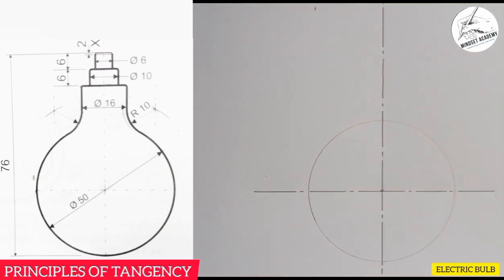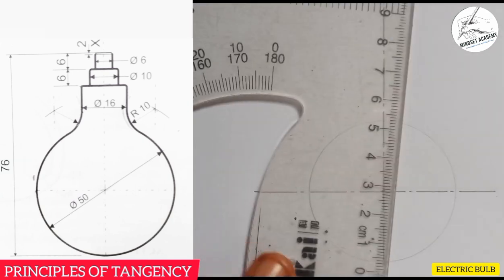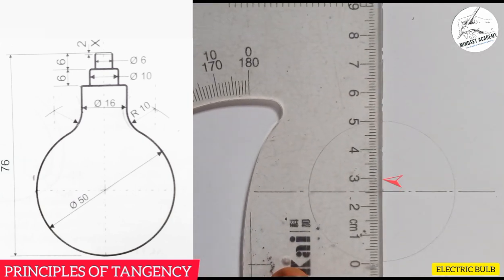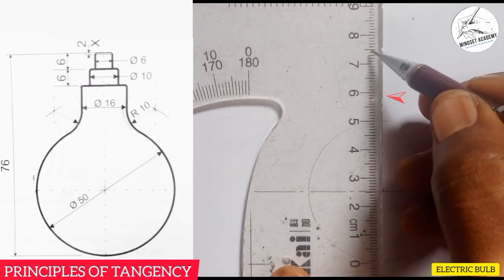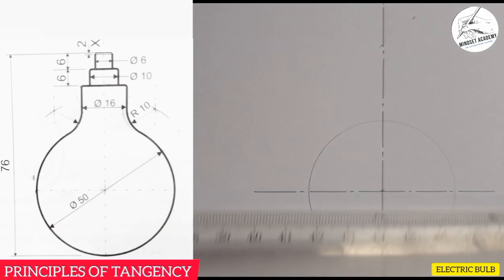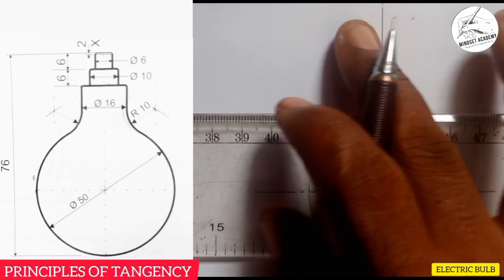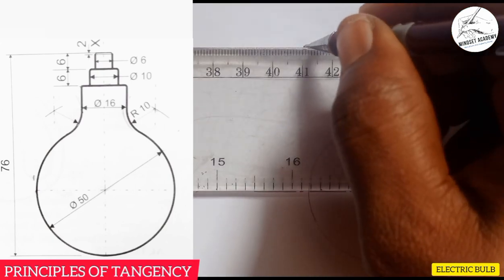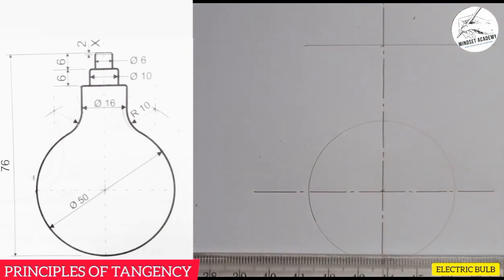Can you see that? Now the next thing I'll do is the height from the base of the circle to the highest point, which is given to be 76. So I'm going to measure 76 from 0 here, 75, 76. Then I'll draw a line across that point of 76 I measured, faint line first.